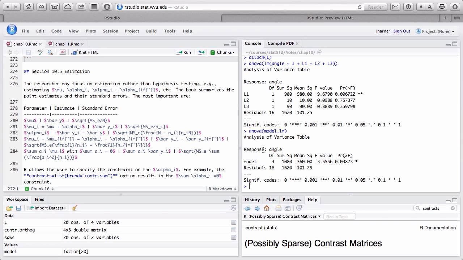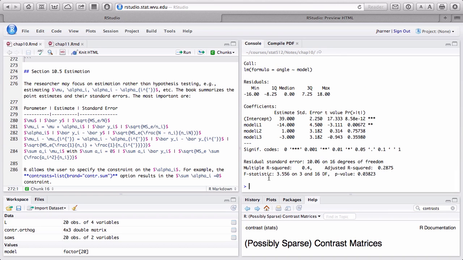But you don't actually need to do it that way because instead of using the ANOVA function, you can use the summary function, which breaks out the degrees of freedom. So, in other words, if I type in here summary of, what did I call it, model.lm, you see that it uses the model L1, L2, and L3.